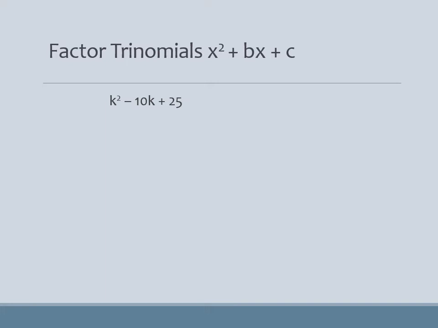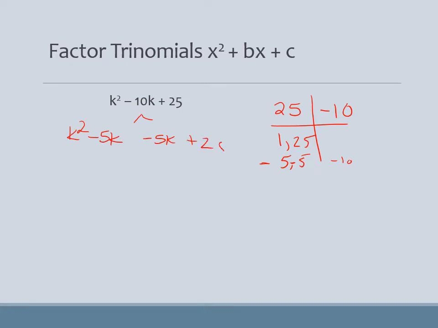Okay, so that trinomial factors to these two binomials. Again, I need factors of 1 times 25, or 25, that add to negative 10. Now in this case, my factors of 25 are 1 and 25, and 5 and 5, and neither of them add to negative 10. However, negative 5 and negative 5 multiply to 25, but they add to negative 10, so that's what we're going to use. So we're going to split the middle term, so negative 5k minus 5k plus 25.